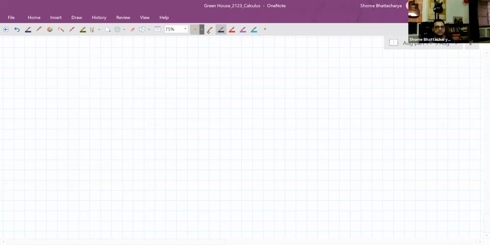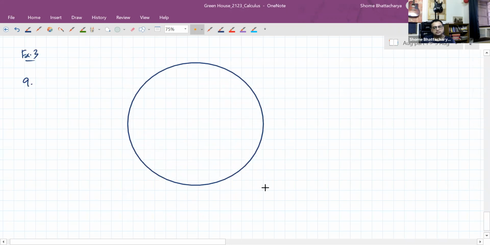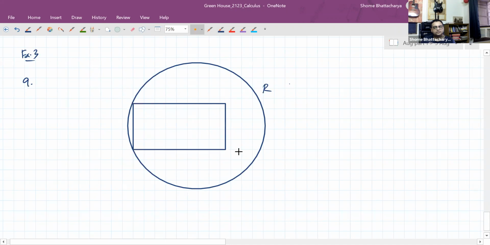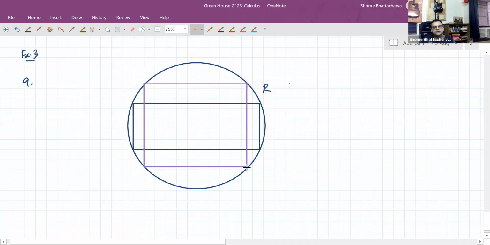Okay, let's come to 9th question. Again, exercise 3 only. So let's say this is the circle we are talking about and it's of radius r. Now we are free to inscribe any type of rectangle within the circle. That means we can take a rectangle which looks like this. If we want, alternately, we can take a rectangle that looks like this. We are free to select any rectangle as long as it's inscribed. But we have to see in what condition the rectangle that we have chosen has the maximum area.